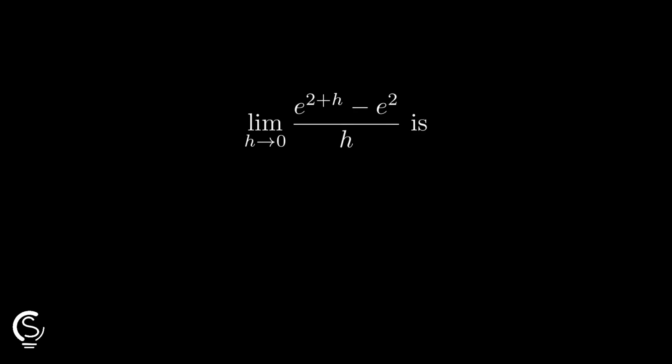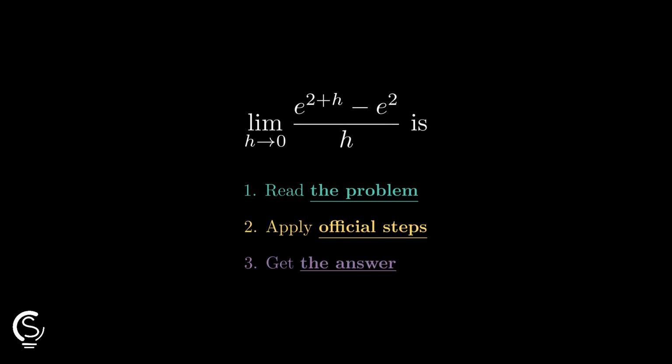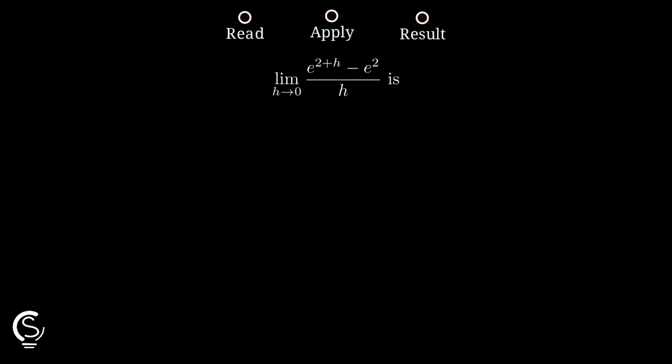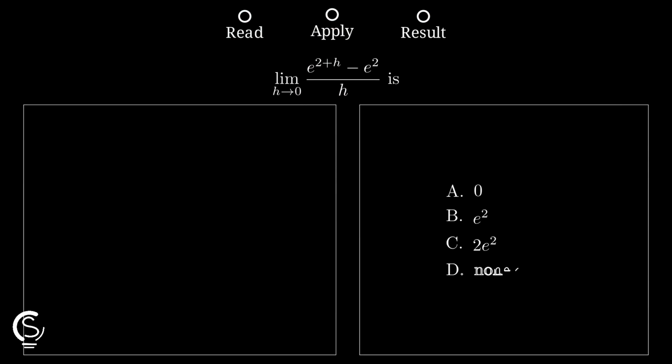Limits like this look scary, but they are actually just derivatives in disguise. We will solve this limit involving e squared in 3 fast steps. First, recognize that this expression matches the formal definition of a derivative. We are looking at the function f of x equals e to the power of x at a point.